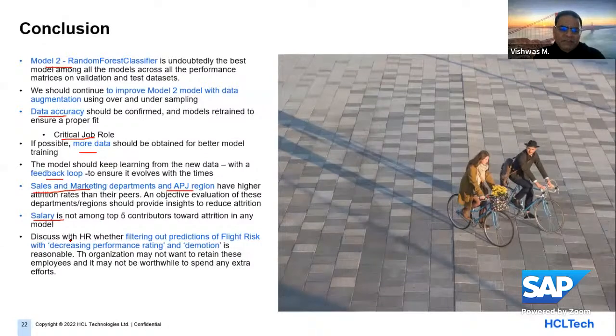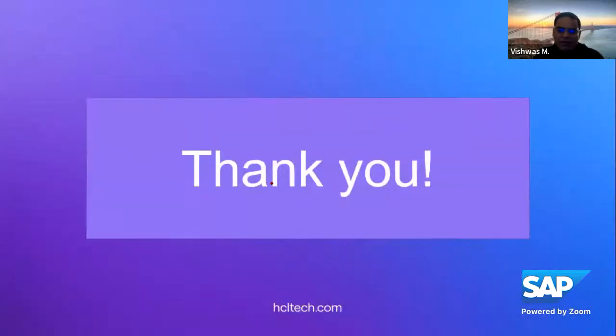And finally, we should discuss with HR whether we should filter out the predictions of flight risk for the employees who have a decreasing performance rating and who have been demoted. Do we want to even retain them? We should talk to HR to ensure that we can take the right action and not burden HR with a full report of all the employees, even including those employees that the company doesn't want to retain. So these are the findings that we think are useful for HR. And with this, I conclude my presentation and hand over to Christoph.